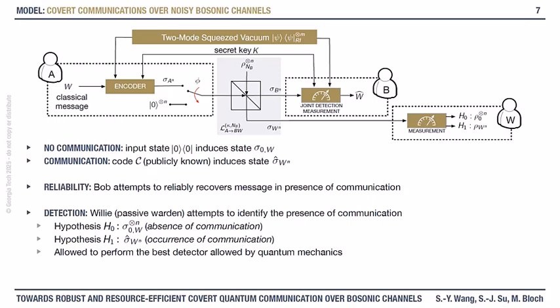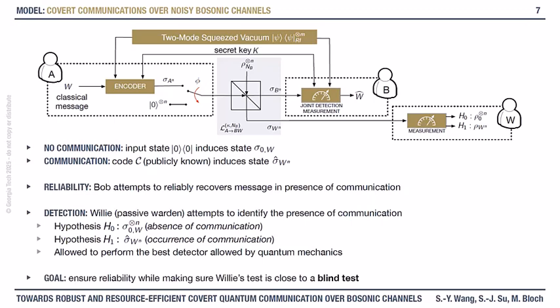And the eavesdropper has a pretty simple goal. It's running a binary hypothesis test. Hypothesis H0: there's no communication, and I know the statistics or the state I'm supposed to get. Hypothesis H1: I observe that mixed state resulting from the encoding of information. And Willy is allowed to do the best detection it can.